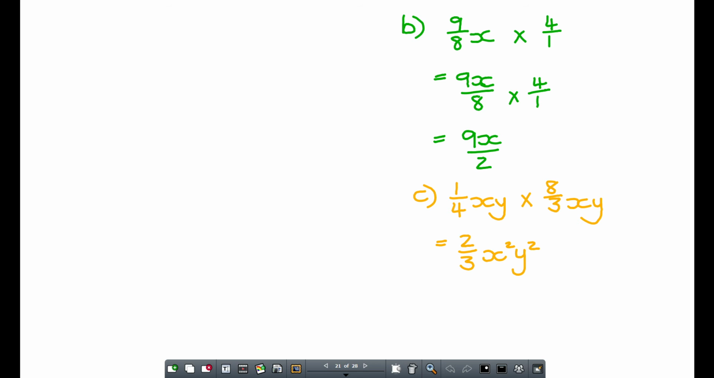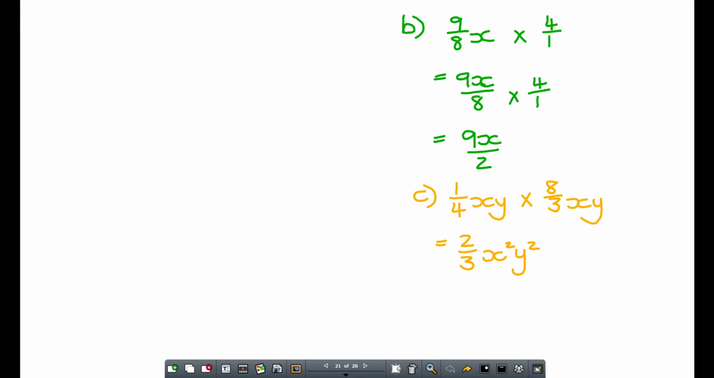Okay, B. What I did here is that x I just placed at the top. So 9x over 8 times 4 over 1. Now you could cancel out saying 4 will go in once and 4 will go in twice. And that's how I get to the 9x times 1 gives me 9x. And 2 times 1 gives me 2. You guys good with that? Right. Yeah. Yes, that's also fine. 4.5x.